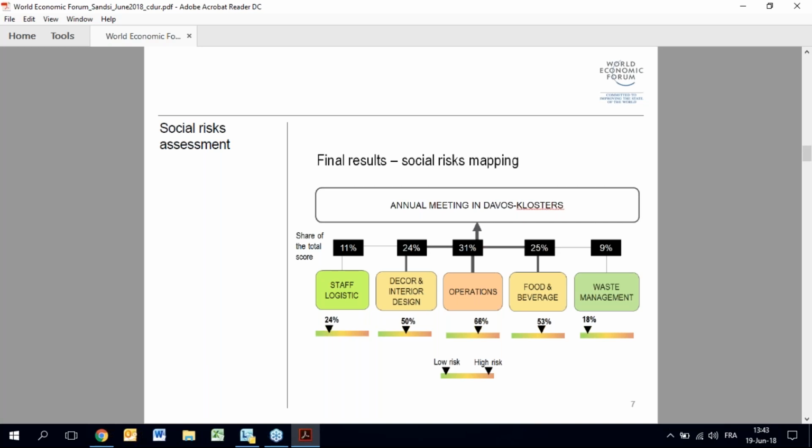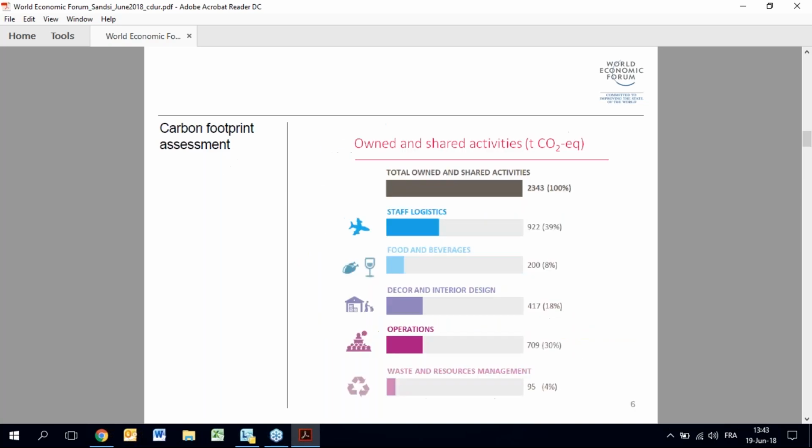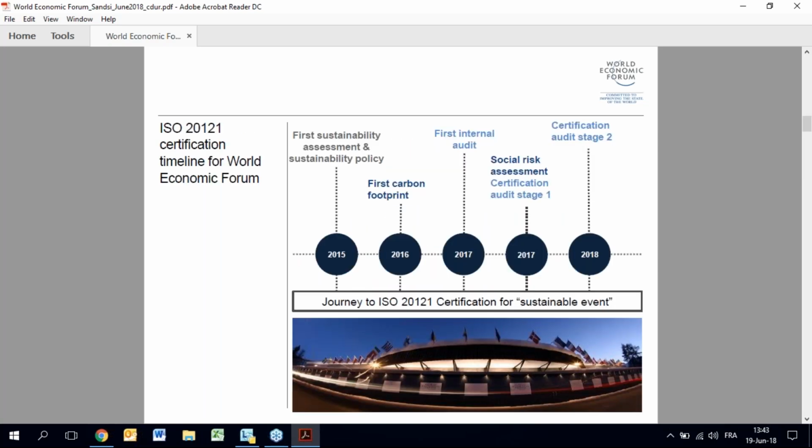And so this gives us, per domain of the organization, a kind of risk mapping to see where we should really engage with suppliers to look at those risks. And we integrated this into the action plan. And then this year in January, we got the certification following an audit by an external company in Davos.